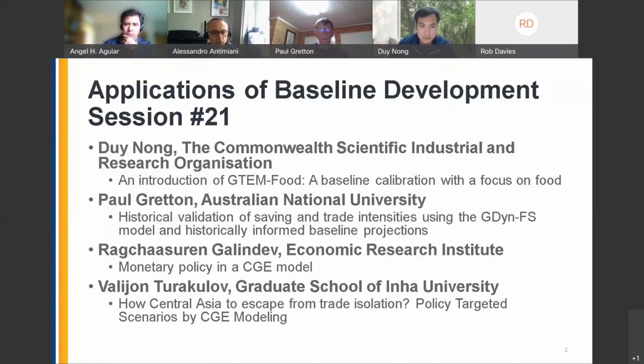And finally, we have Turakulov, I hope I pronounce correctly, from a graduate school of university. The title is How Central Asia Can Escape from Trade Isolation, and this is more a policy-targeted scenario by CGE modeling. So our 4th paper is more on the policy side, while the first two are on baselines.